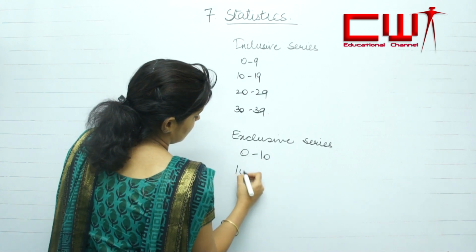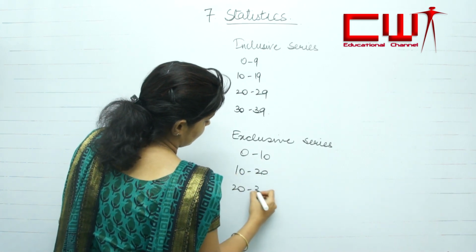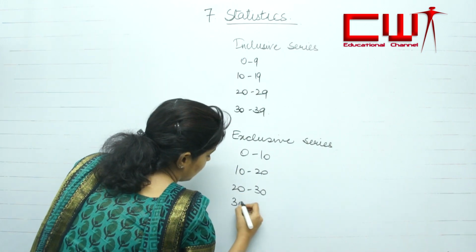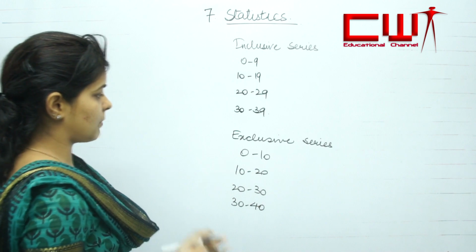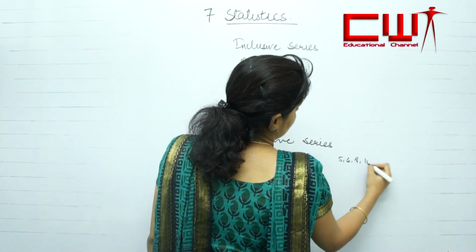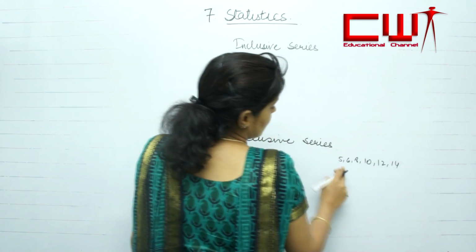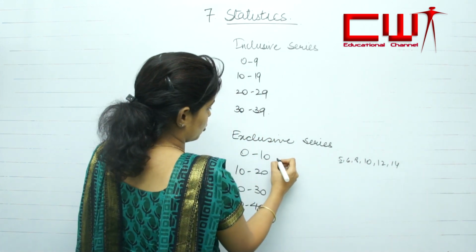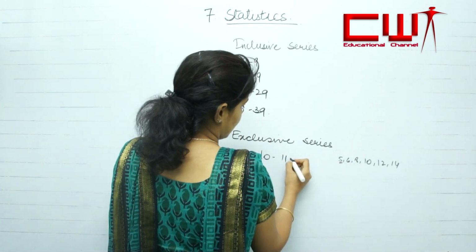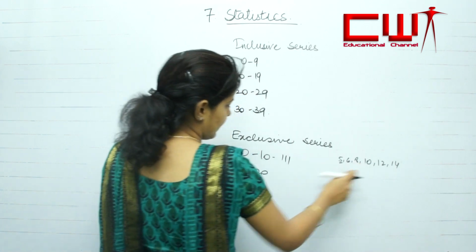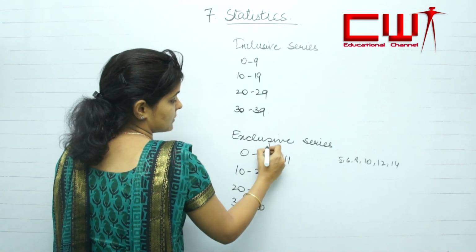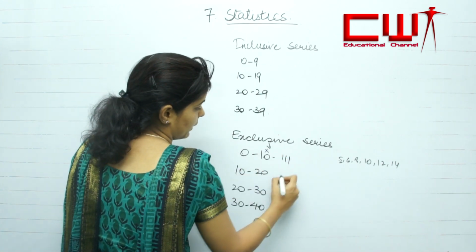0 to 10, 10 to 20, 20 to 30, and 30 to 40. I told you earlier, when certain numbers are given, suppose you are given 5, 6, 8, 10, 12, 14, you will see which group 5 comes in. This group, so you will put 1 tally. 6 comes in this group, 2 tally. 8 comes in this group, third number. 10 comes here. No, 10 will not be included here. It will be excluded. That's why it is known as exclusive series. You will include it here.